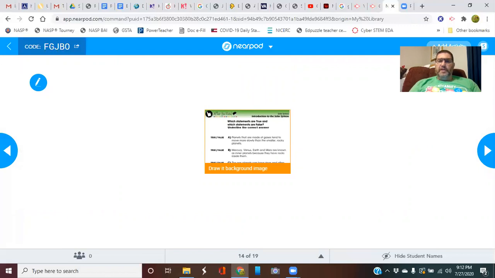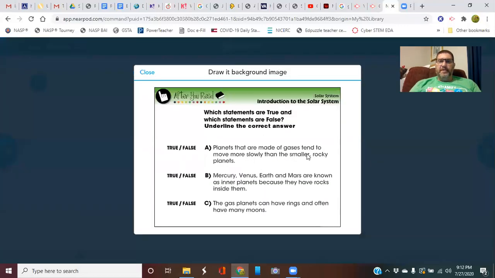True or false? Planets that are made up of gases tend to move more slowly than the smaller rocky planets. True or false? Oh, that made it easier. Mercury, Venus, Earth, and Mars are known as inner planets because they have rocks inside them. And true or false? The gas planets can have rings and often have many moons. Take a couple seconds and answer those questions, and we'll go over them in just a sec.